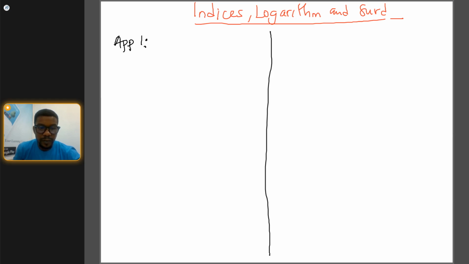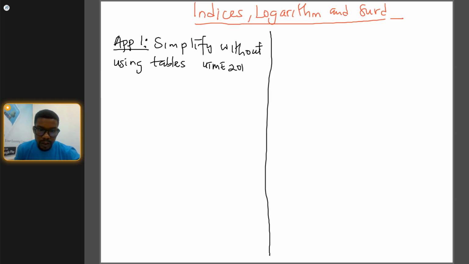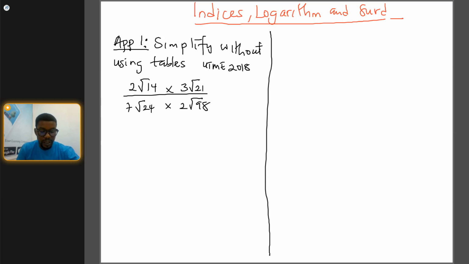So application 1, we are asked to simplify without using tables. A UTME question 2018, and the question is 2 root 14 times 3 root 21 over 7 root 24 times 2 root 98. So that's what we want to simplify. Solution.